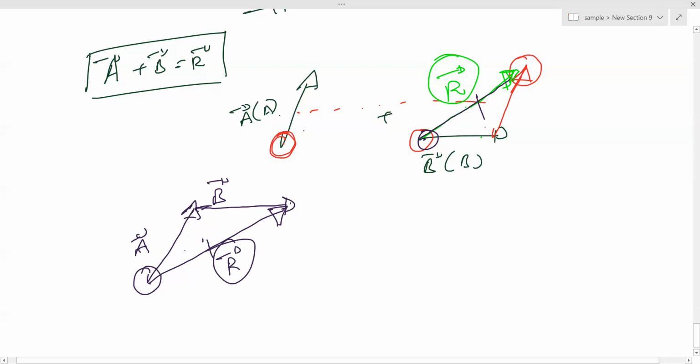Sir, that green R and this R will both be parallel. Carefully see their direction and orientation. Error might have been there in my drawing, but in reality they will be in the same direction, parallel. And magnitude also will be the same. Length will also be the same.